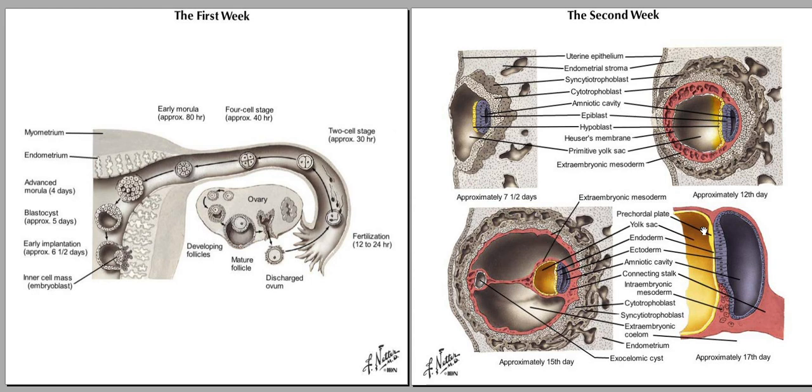By the 17th week, the differentiation is quite clear. You can see the intra embryonic mesoderm over here, the ectoderm, the endoderm over here, the precordal plate, the yolk sac, and then the connecting stalk over here, and the extra embryonic coelom that is outside.